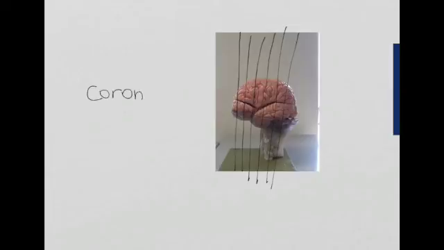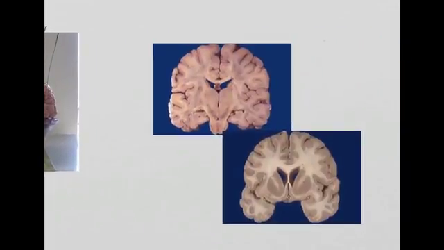And the third dimension we haven't used yet would be if we cut the brain front to back. This is called the coronal sectioning. Through coronal sectioning, we will see an image like this.